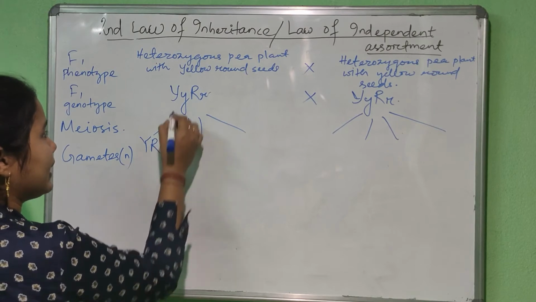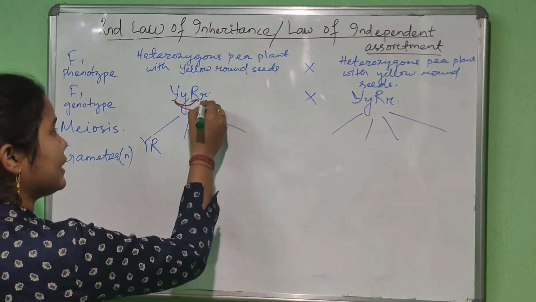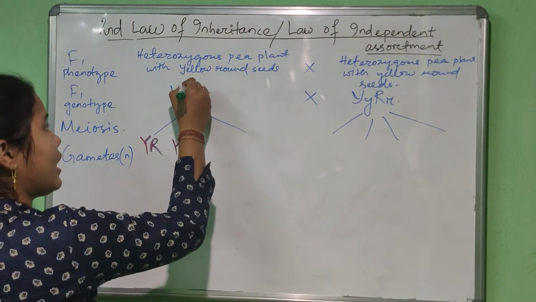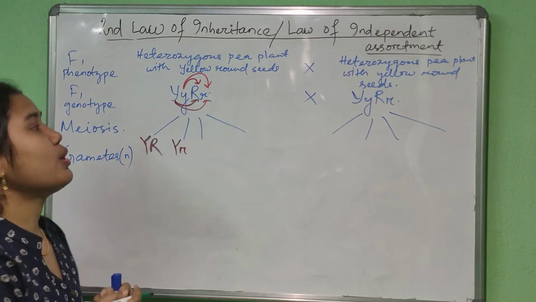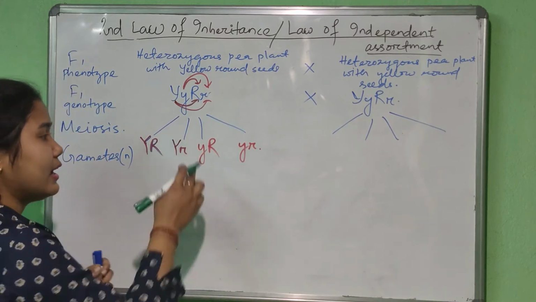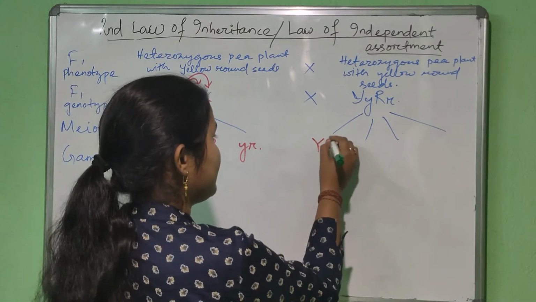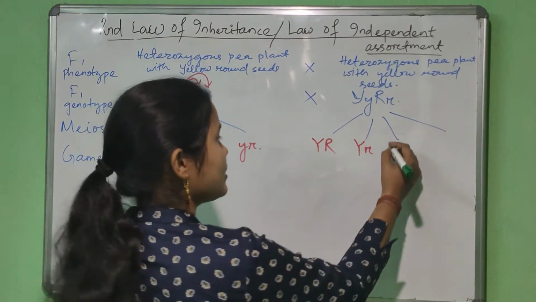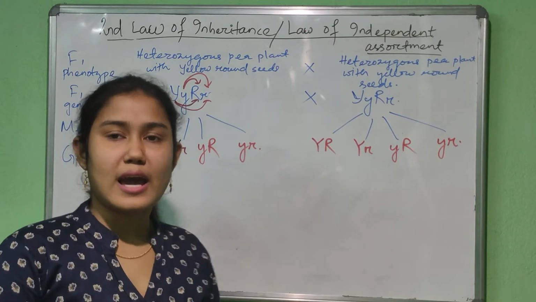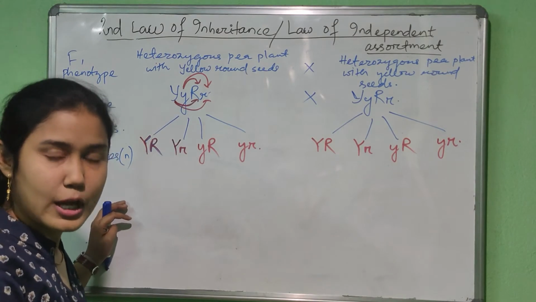Capital Y, capital R, right? Capital Y, capital R, capital Y, small r. Small r. Clear? Now small y, capital R and small y, small r. Small y, capital R, small y, small r. And accordingly, the gametes will be same as this one, right? Capital Y, capital R, capital Y, small y, capital R and small y, small r. So these are the gametes that we get from the F1 generation after meiosis.